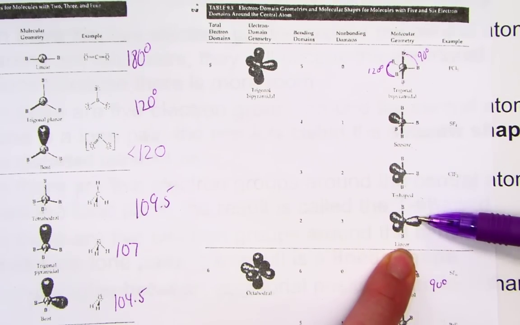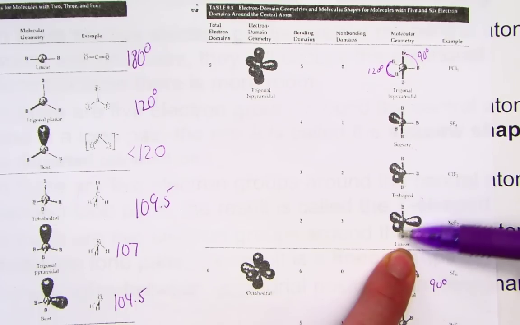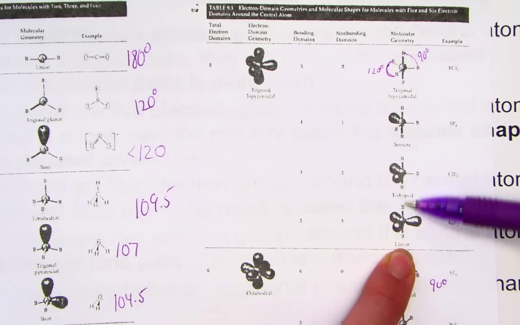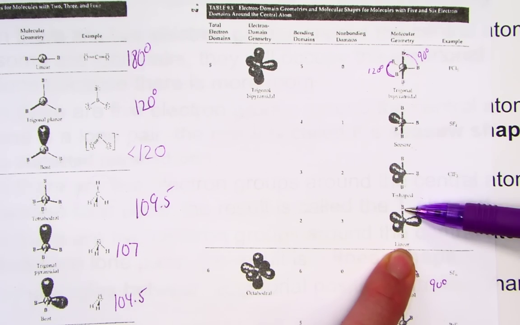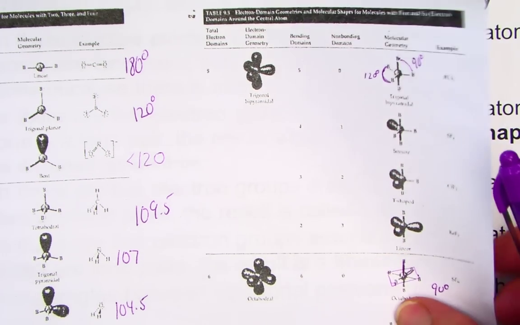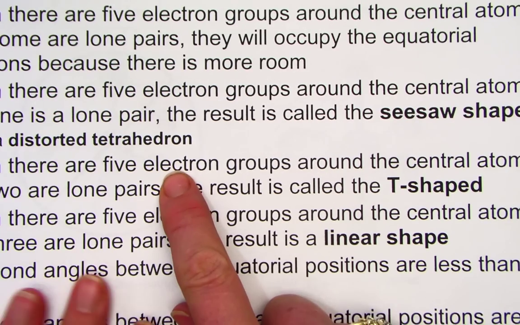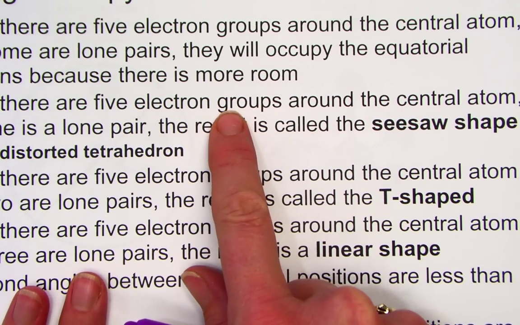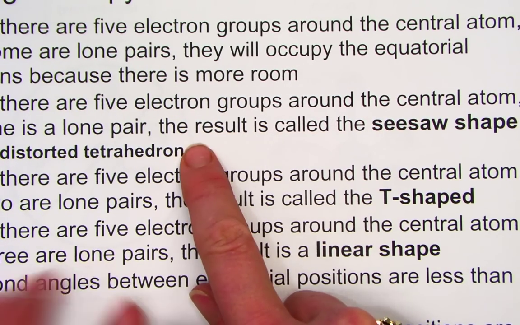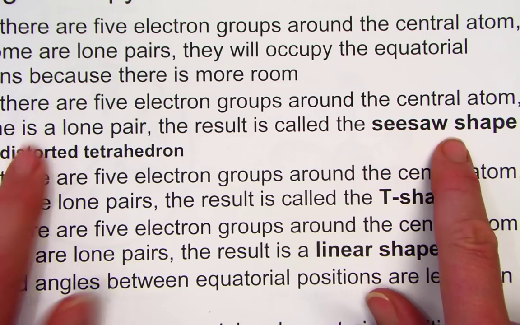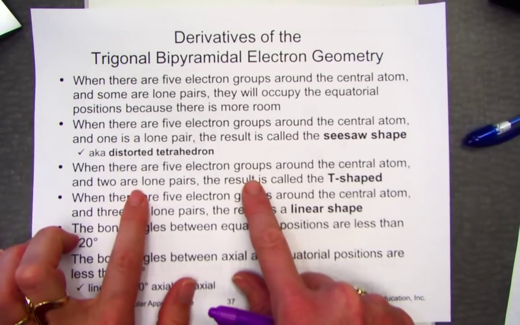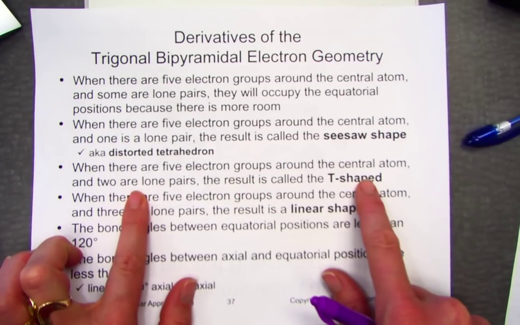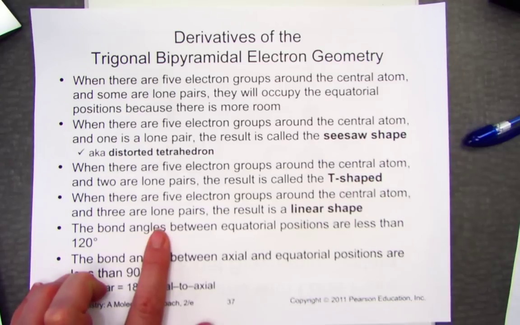Notice that all 3 of those came from the equatorial position, so I can clearly see the axial position being left with 180 degrees for that bond angle between the top and bottom ligand. So here's what we're looking at. When 5 electron domains are present, but only 4 are bonded, 1 is not bonded, we get a seesaw shape. When the 5 electron domains around the central atom have 2 lone pairs, we call it T-shaped. And if all 3 of the equatorial positions have been removed, we get what's called linear.